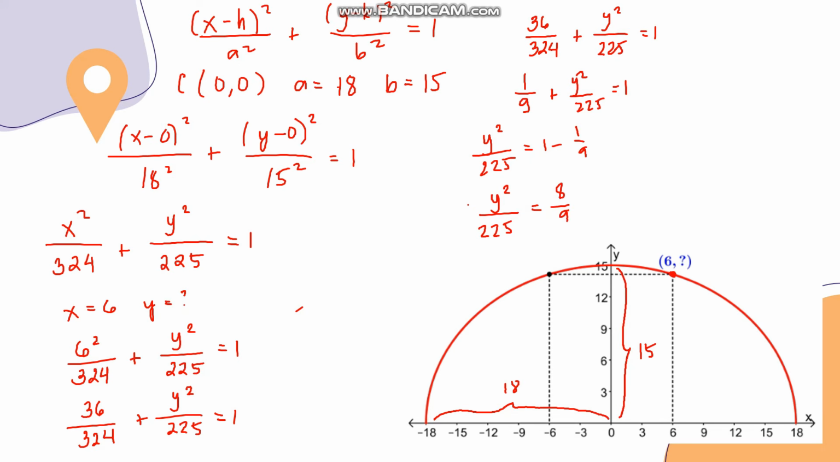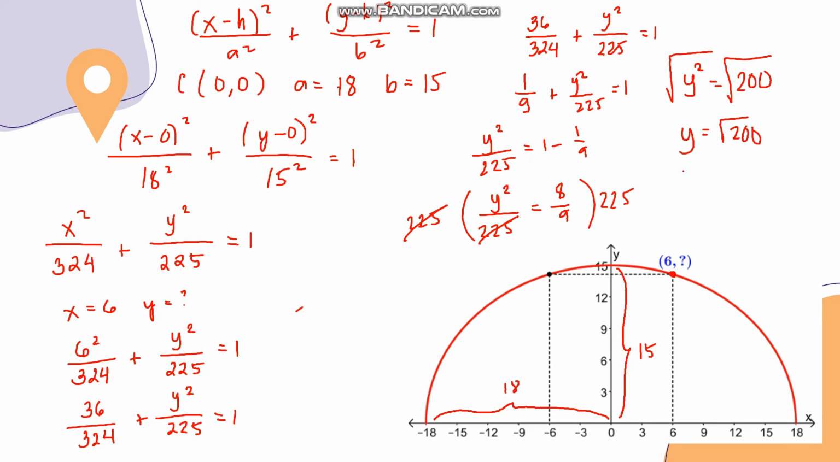Then let's multiply both sides by 225. Why do we multiply both sides by 225? So that we can cancel this and be left with y squared only. So we have y squared equals 225 times 8 over 9, which gives us 200. Then get the square root of both sides. So y equals the square root of 200, and the estimated value of that will be 14.14.